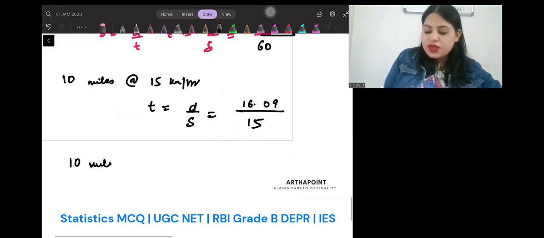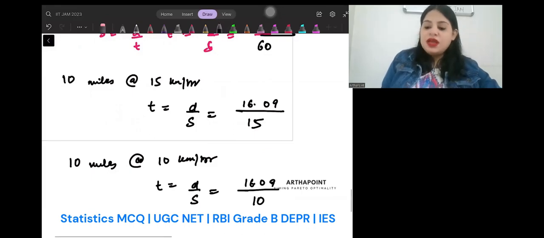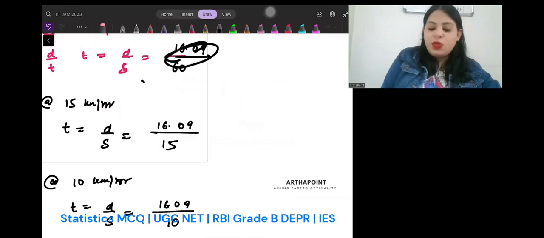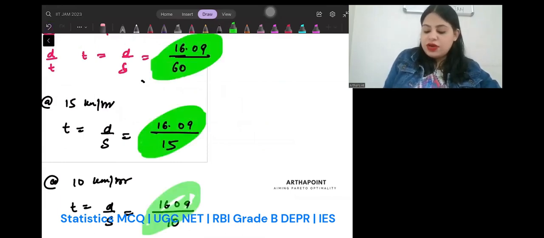So 10 miles at the rate of 10 kilometer per hour. So time will be distance by speed. Distance is 16.09 and speed is 10. ये time लगा day 1 पे. This is the time taken on day 1. This is the time taken on day 2. Time taken on day 3.